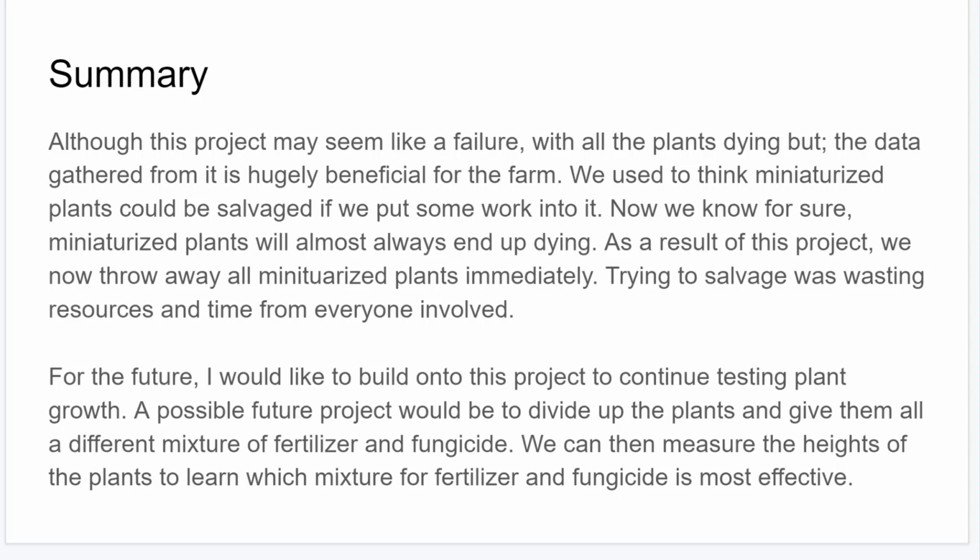As far as the future is concerned, I would like to build onto this project and explore additional measurements that will help benefit the farm. My current plan is to do a similar project testing different mixtures of fertilizer and fungicide to determine the most effective combination.